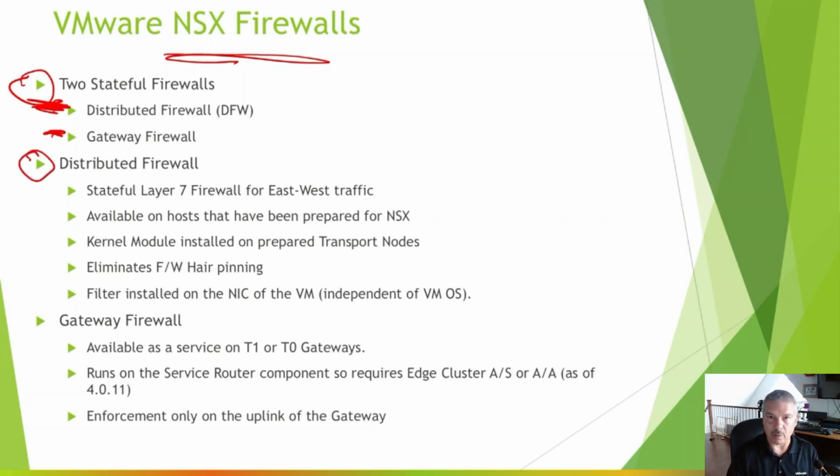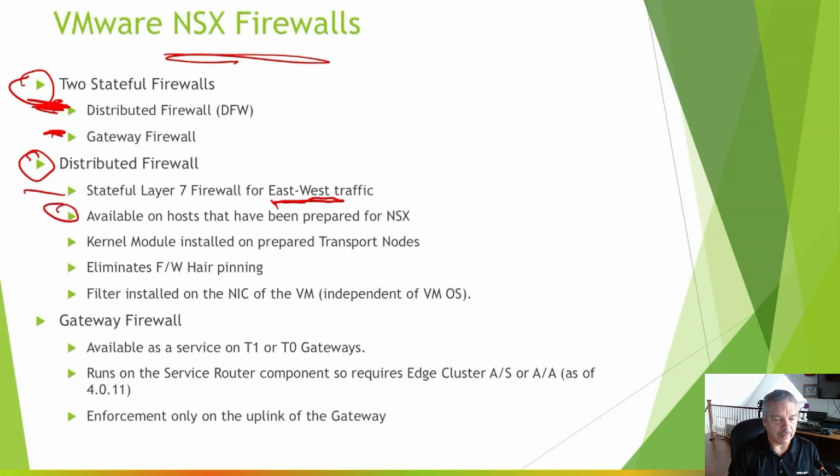The distributed firewall is a stateful layer 7 firewall, so layer 2 up to layer 7, and it's for east-west traffic. East-west traffic is communication horizontally, like between your VMs, let's say. North-south would be traffic going in and out of your environment. The layer 7 can do north-south. For example, I could create a firewall rule on a VM saying you can't talk to Facebook.com or something like that. But typically it's really for east-west.